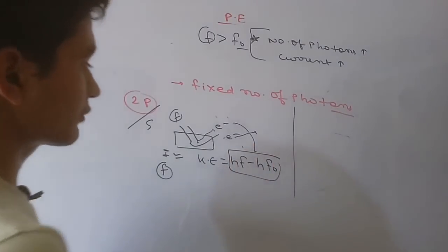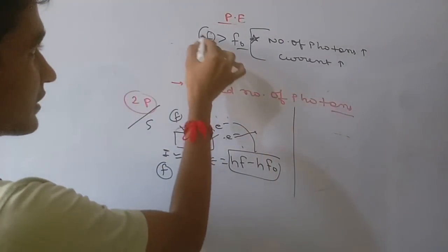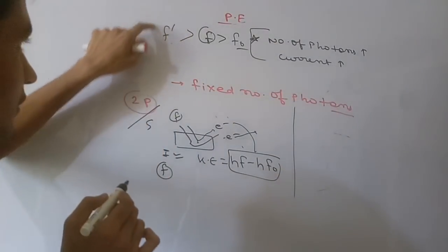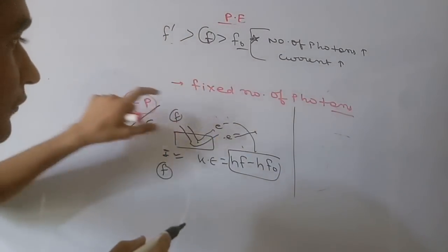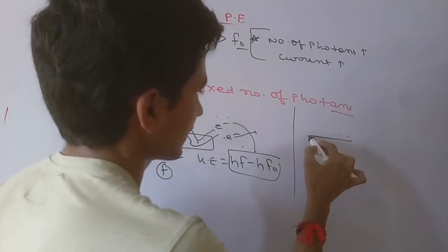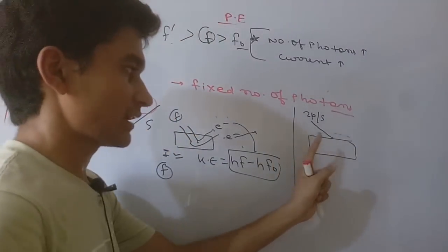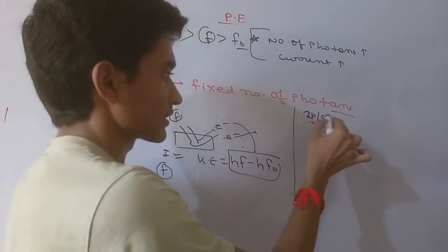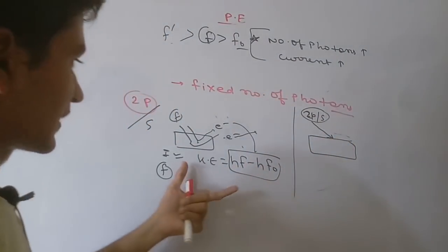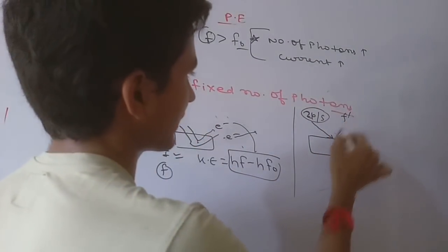Clear? Now you have increased the frequency of photons. This is the frequency of photon F, and now you are giving F dash, which is greater than F, but you have fixed the photons again: 2 photons per second are striking this metal. You have fixed the number of photons, but here this photon has frequency F, and here this photon has frequency F dash.